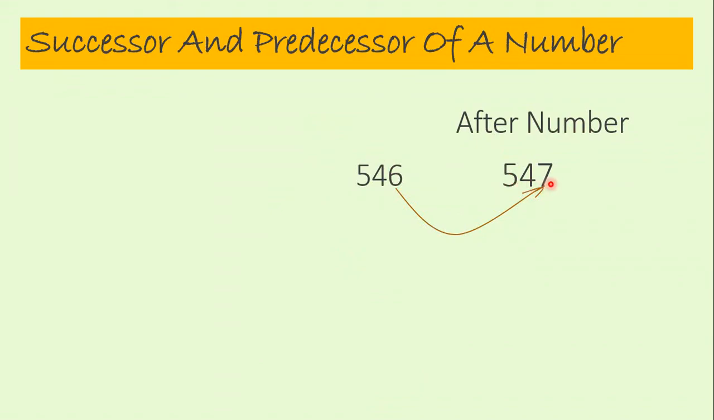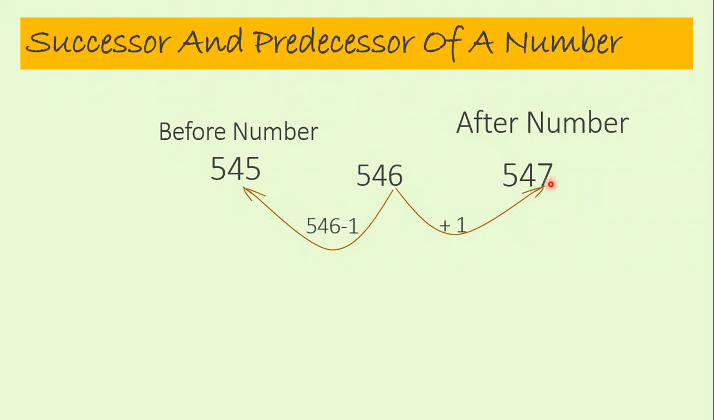Can you find the before number of 546? Yes, I know all of you can find this. That is 546 minus 1. That is 545. All of you know after number and before number. You know, after number is called as successor and before number is called as predecessor. Let's study successor and predecessor in detail.